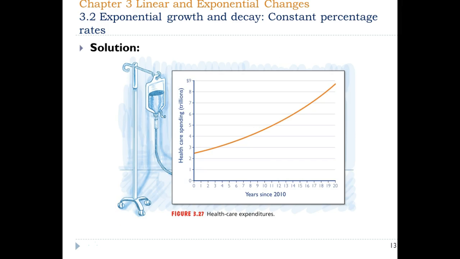This is going to be our graph. This is a graph of expenditures, healthcare expenditures. This is a graph of an exponential function. Notice that this function is increasing. It's increasing because it's a growth function.